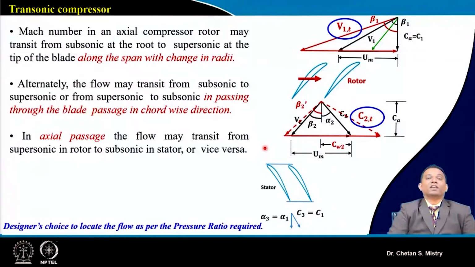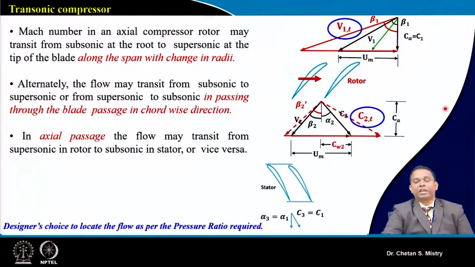Secondly, we can say the transition of flow is happening from subsonic to supersonic or from supersonic to subsonic when it is passing through the blade passage in the chordwise direction. So not only what is happening at the front, the flow behavior between the blade passage is also equally important. The axial flow may transit from supersonic in the rotor to subsonic in the stator and vice versa. Let's try to understand what we are discussing here.